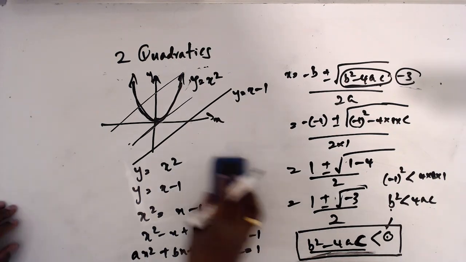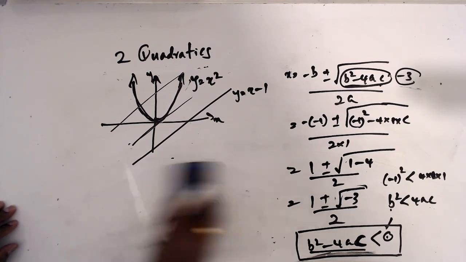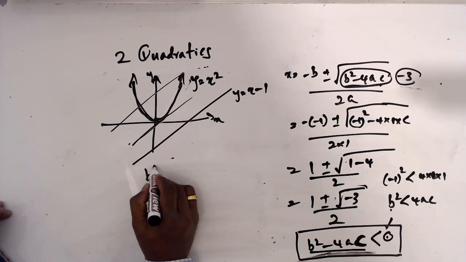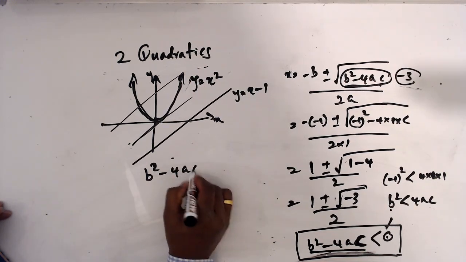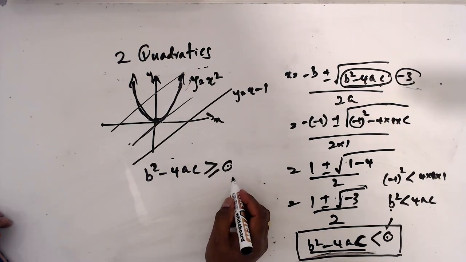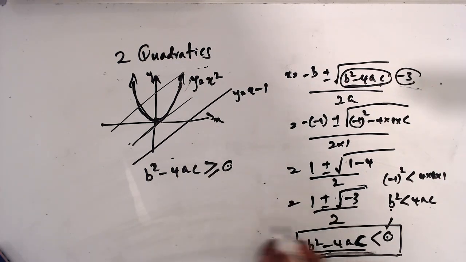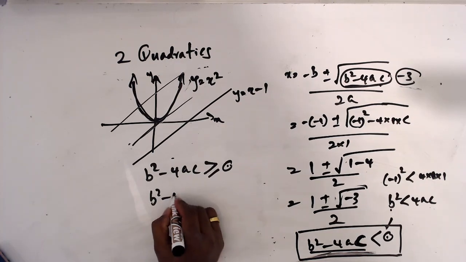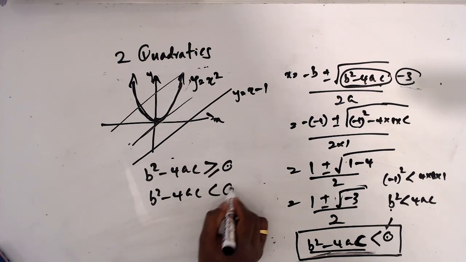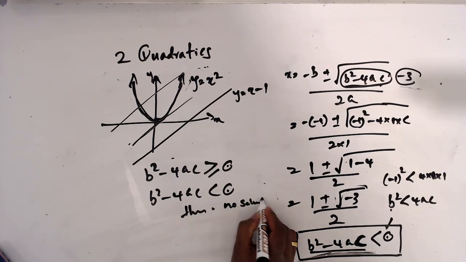Then what is the conclusion? If we find out b square minus 4ac greater than or equal to 0, then you have a feasible solution for this. If b square minus 4ac less than 0, there is no solution.